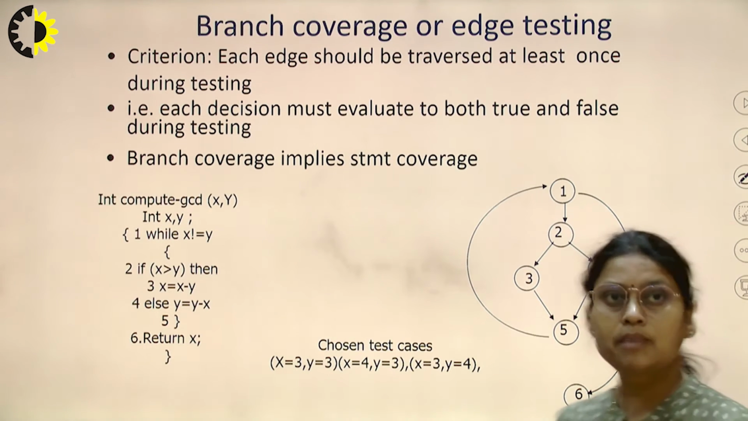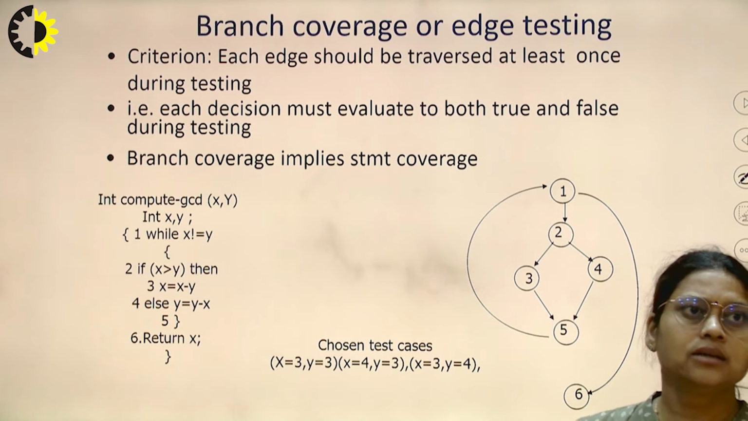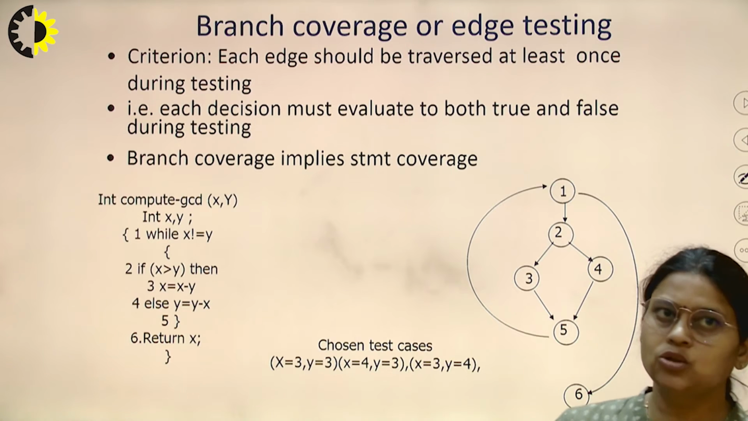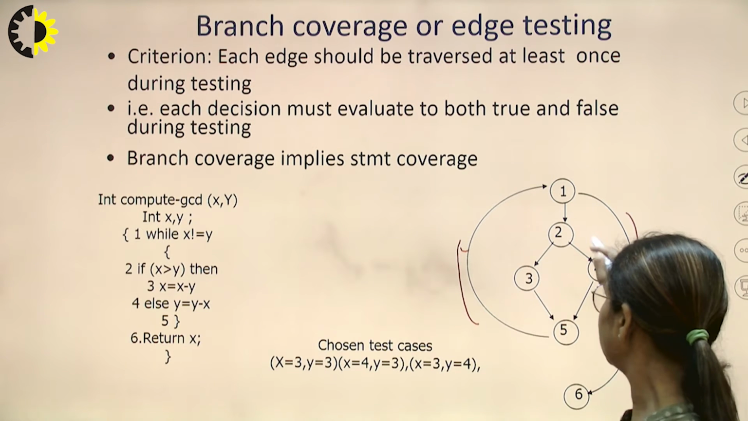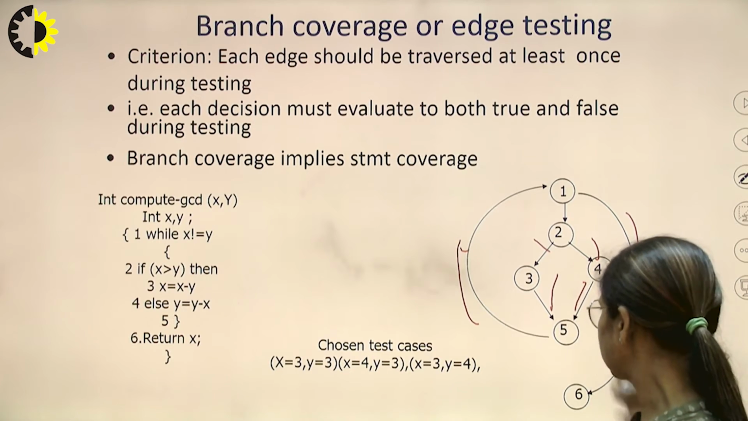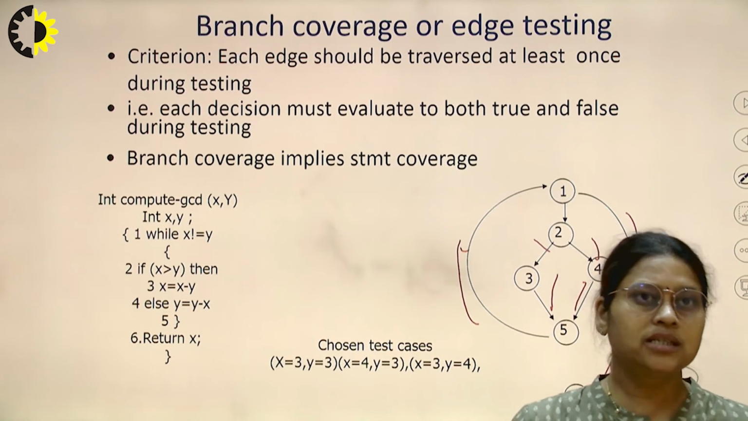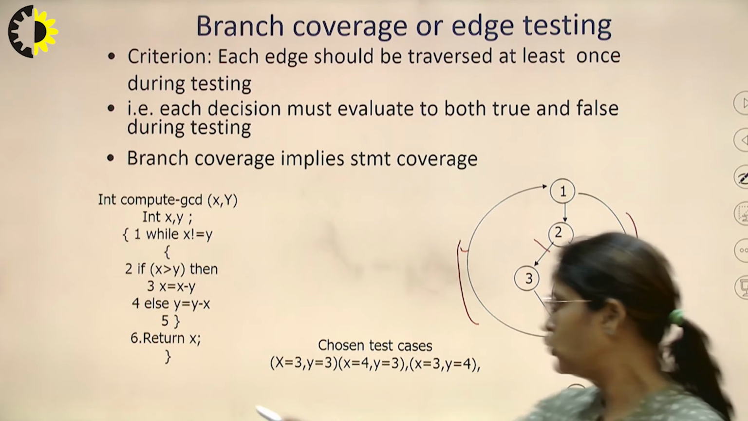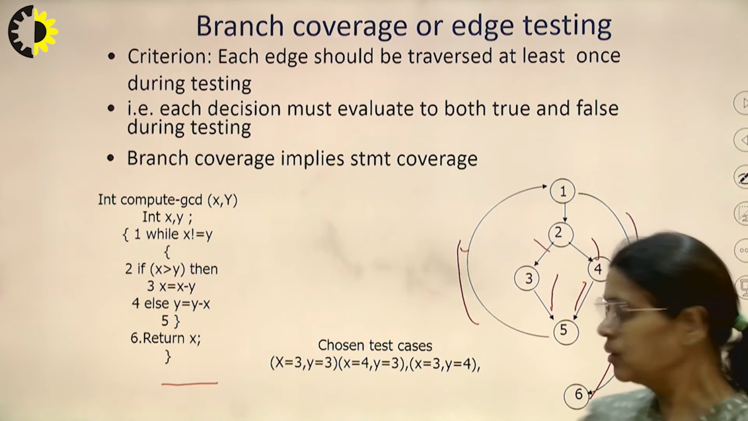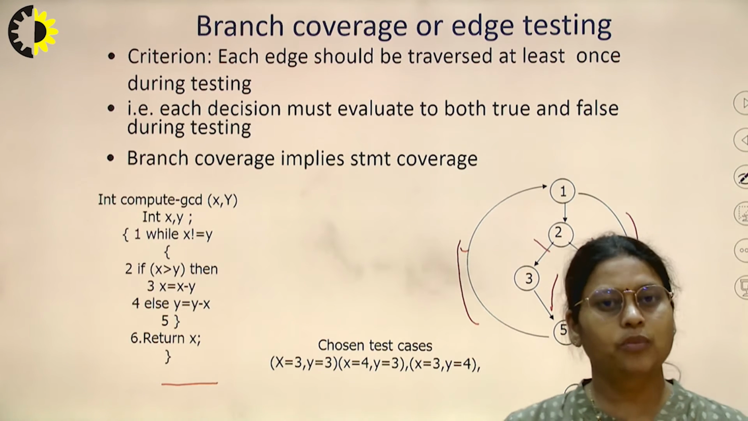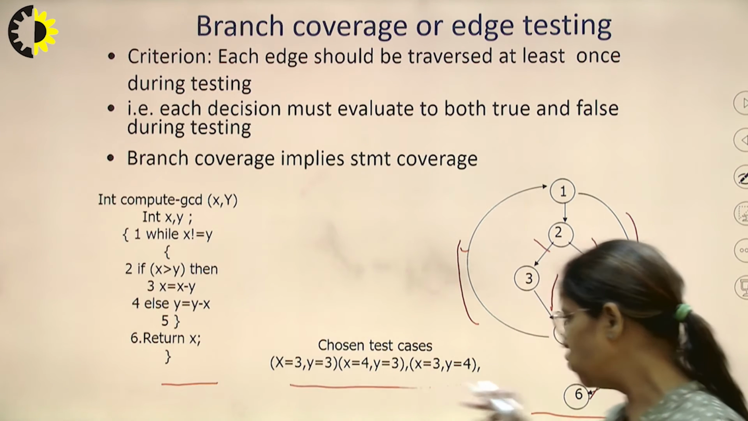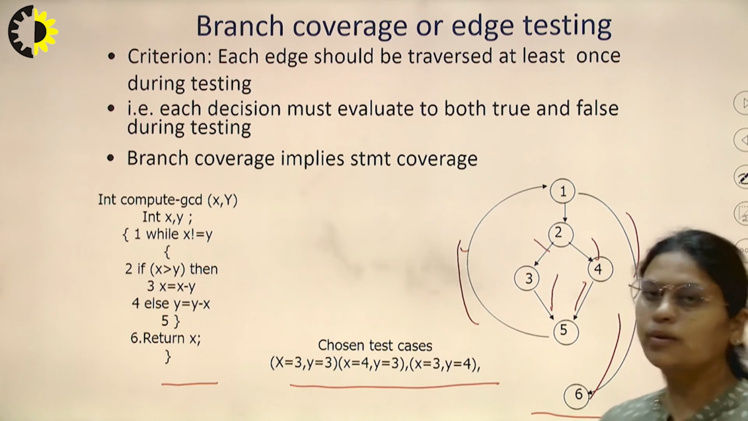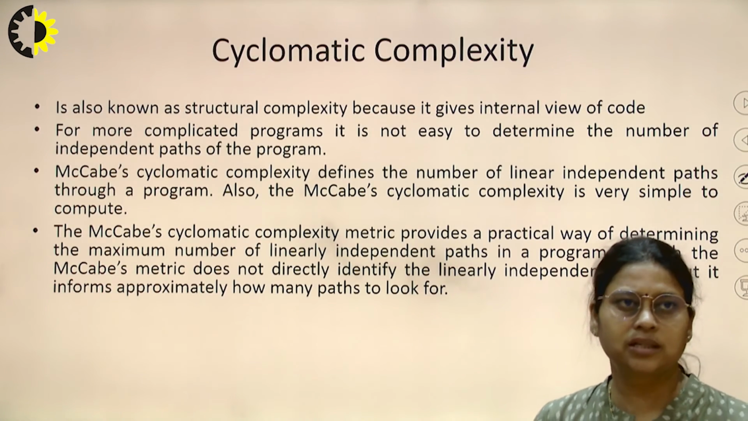The second option is branch coverage, or edge testing. The criterion of branch coverage is that each edge should be traversed at least once during testing, and each decision must evaluate to both true and false during testing. So we first convert this program into a DD graph, then apply these test cases on this program and check this branch condition criterion, or edge testing.